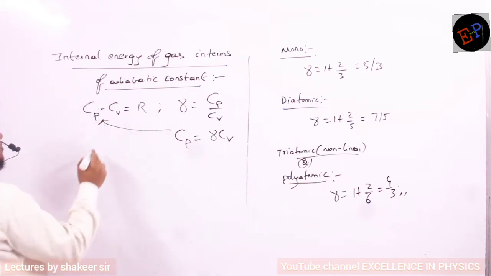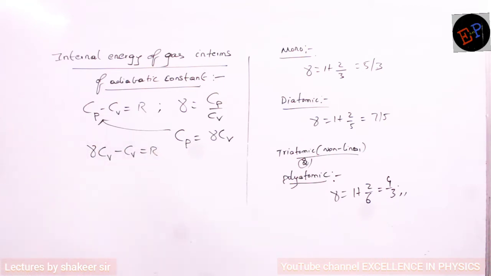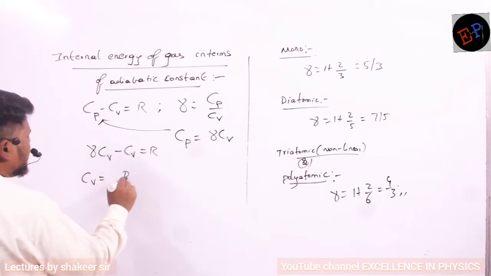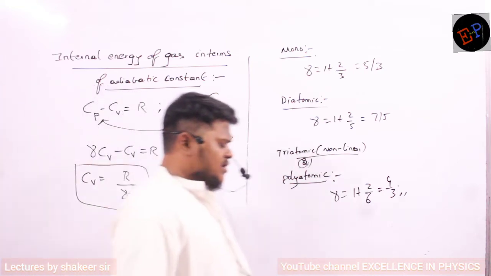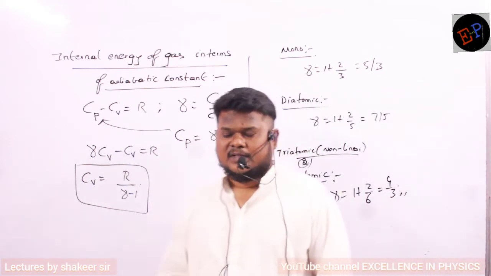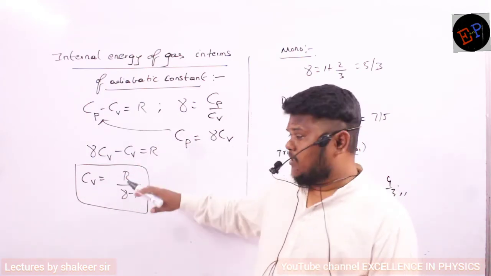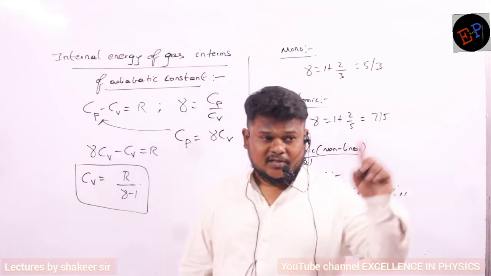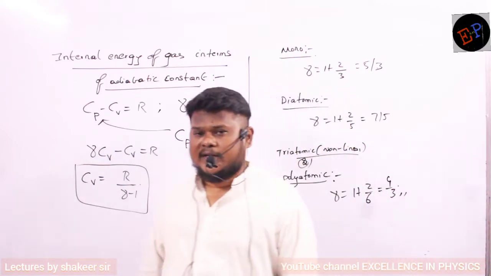So take this Cp and substitute here. So gamma Cv minus Cv is equal to R. If you take Cv common, then Cv is equal to R divided by gamma minus 1. Clear? So this is one relation to calculate Cv in terms of the adiabatic constant. Cv we have already calculated in terms of degrees of freedom, as Fr divided by 2. That is in terms of degrees of freedom. This is the relation in terms of the gamma value, the adiabatic constant.